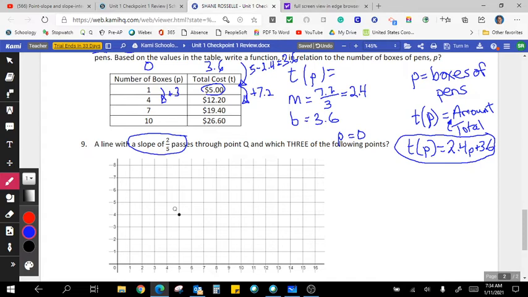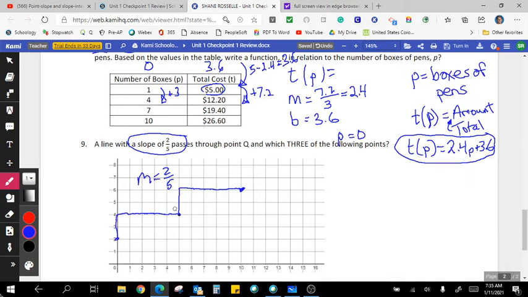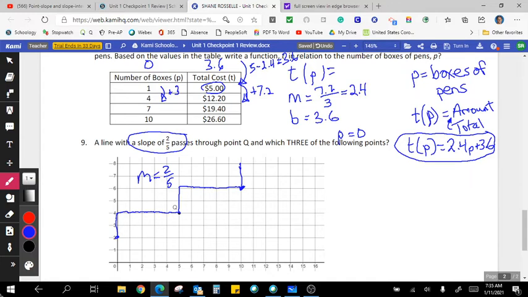So we're just going to create 3 points out of this. We can start from Q, and we're going to say that m equals 2 over 5. 2 means rise. Rise 2, run 2, 3, 4, 5. I could also go back 1, 2, 3, 4, 5, and down 2. And then on this one right here, I'm going to go up 2 and run 5 again, right?